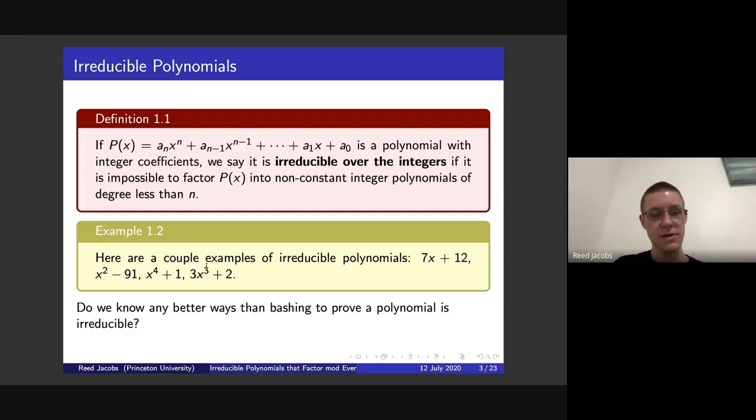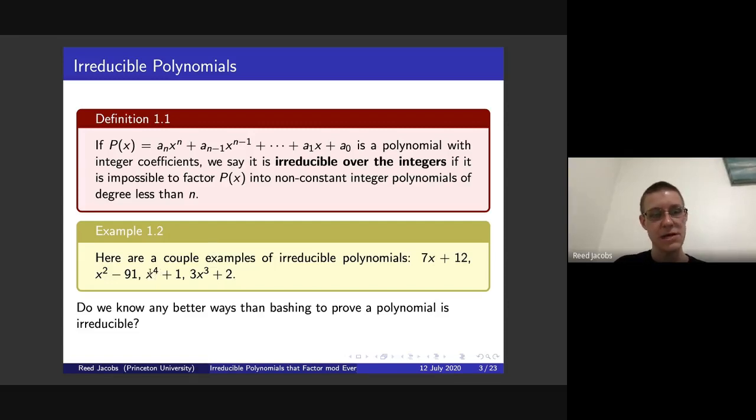Another example is 3x cubed plus 2. Similarly to x squared minus 91, a couple of ways it could factor would be as a product of three linear polynomials or a quadratic times a linear polynomial. Either way, it's going to have some linear factor, but this is impossible because this polynomial has no integer roots.